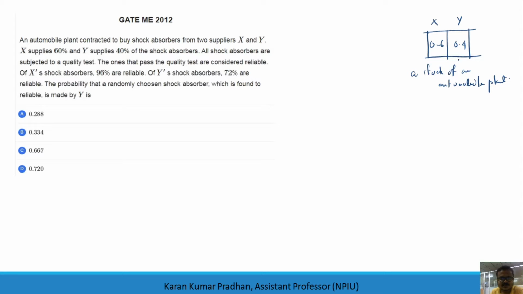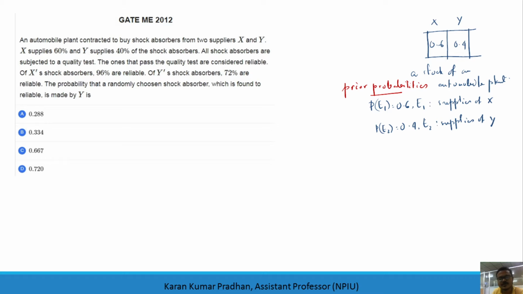Then this 0.6 and 0.4 are treated as, let us say, E1, the supplies of X, and E2, the supplies of Y. So the probability of E1 is 0.6 and the probability of E2 is 0.4, that means 40% of the supplies are from Y. These are called your prior probabilities, or we have the prior information about the stock.